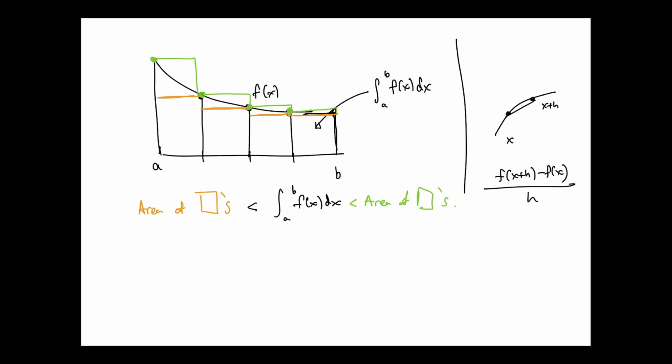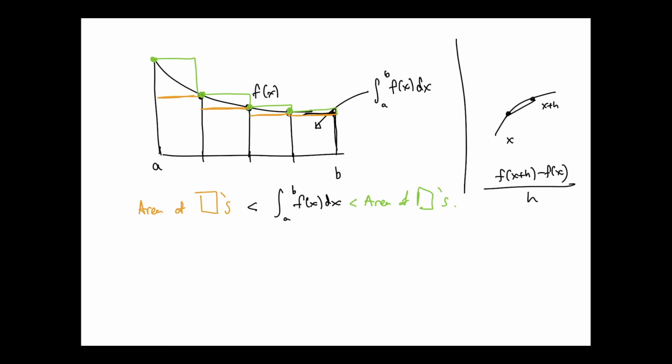All right, so if the green rectangles are too much and the orange rectangles are too little, this is sort of like a Goldilocks kind of thing, right? The true area is in between somewhere. Now, it may not be exactly halfway in between, but it's somewhere in between these two things, okay? So I've got here an overestimate and I've got an underestimate.